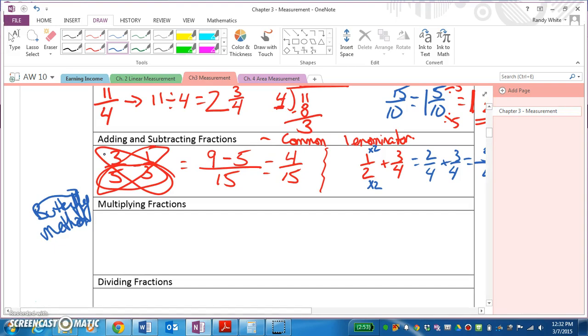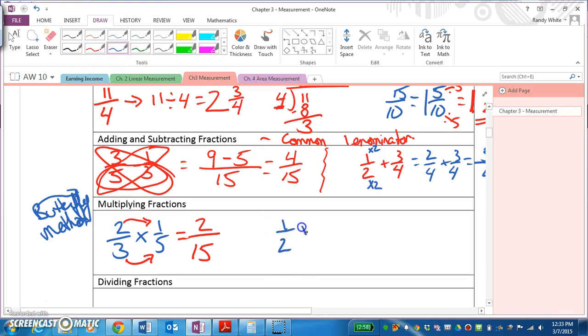Multiplying fractions is probably the easiest thing to do. Let's say I've got 2/3 times 1/5. Well, all I'm going to do is multiply the top number by the top number, bottom number by the bottom number, and then simplify. So 1 times 2 is 2. 3 times 5 is 15. There's nothing I can divide 2 by that I can divide 15 by, so I stop. I'm done.